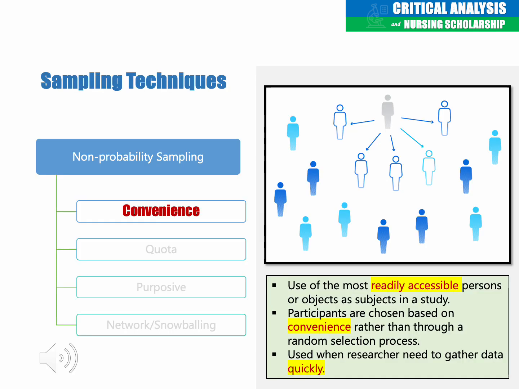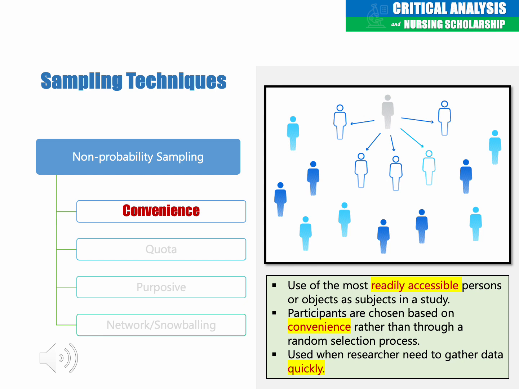Now let's shift our focus to non-probability sampling. And as previously mentioned, when we talk about non-probability sampling, this is when participants are not randomly selected. In here, participants were selected based on judgment.